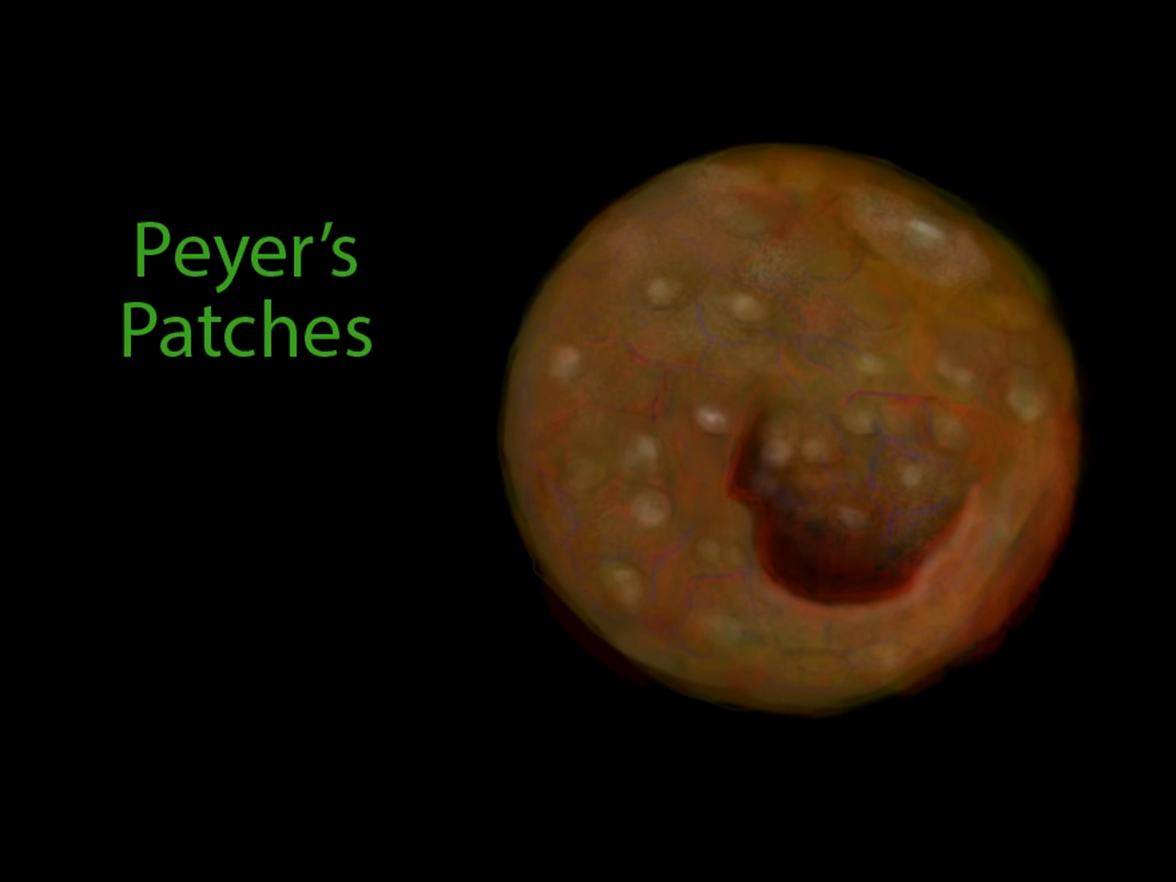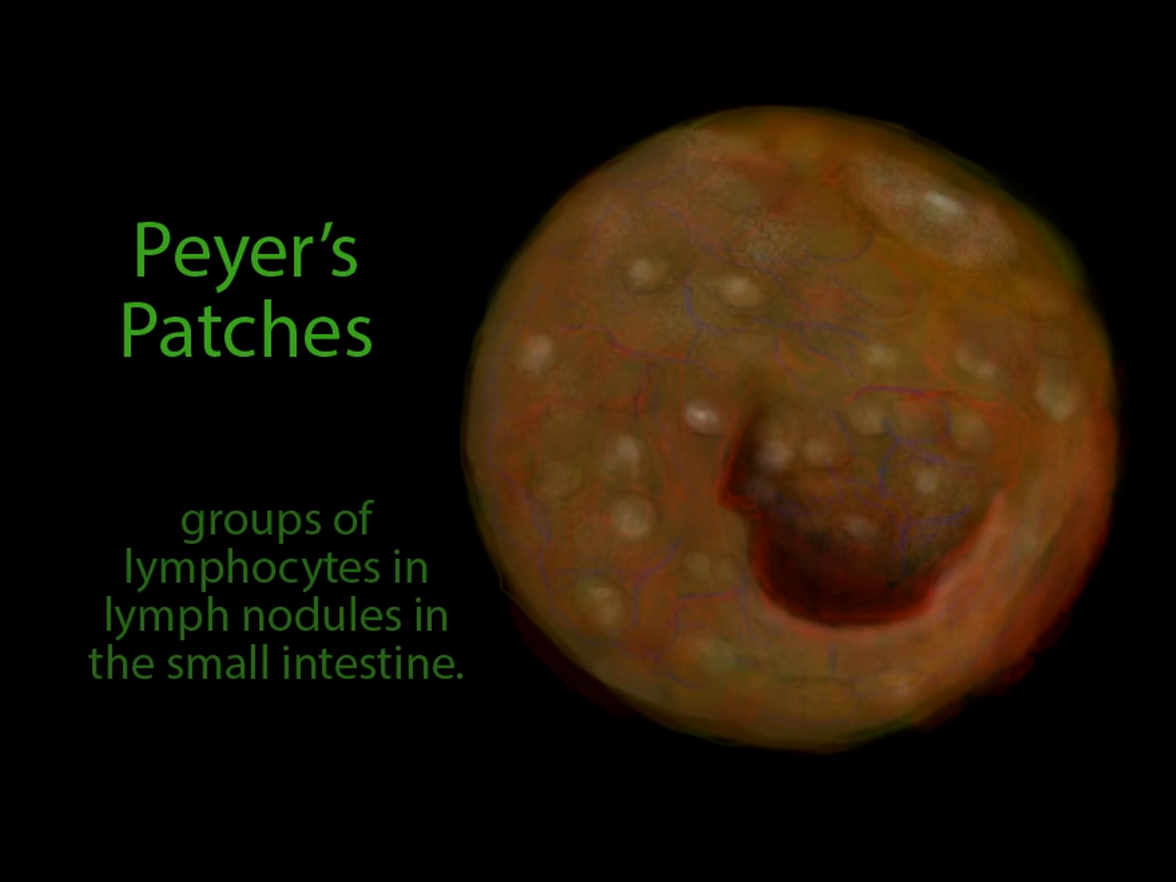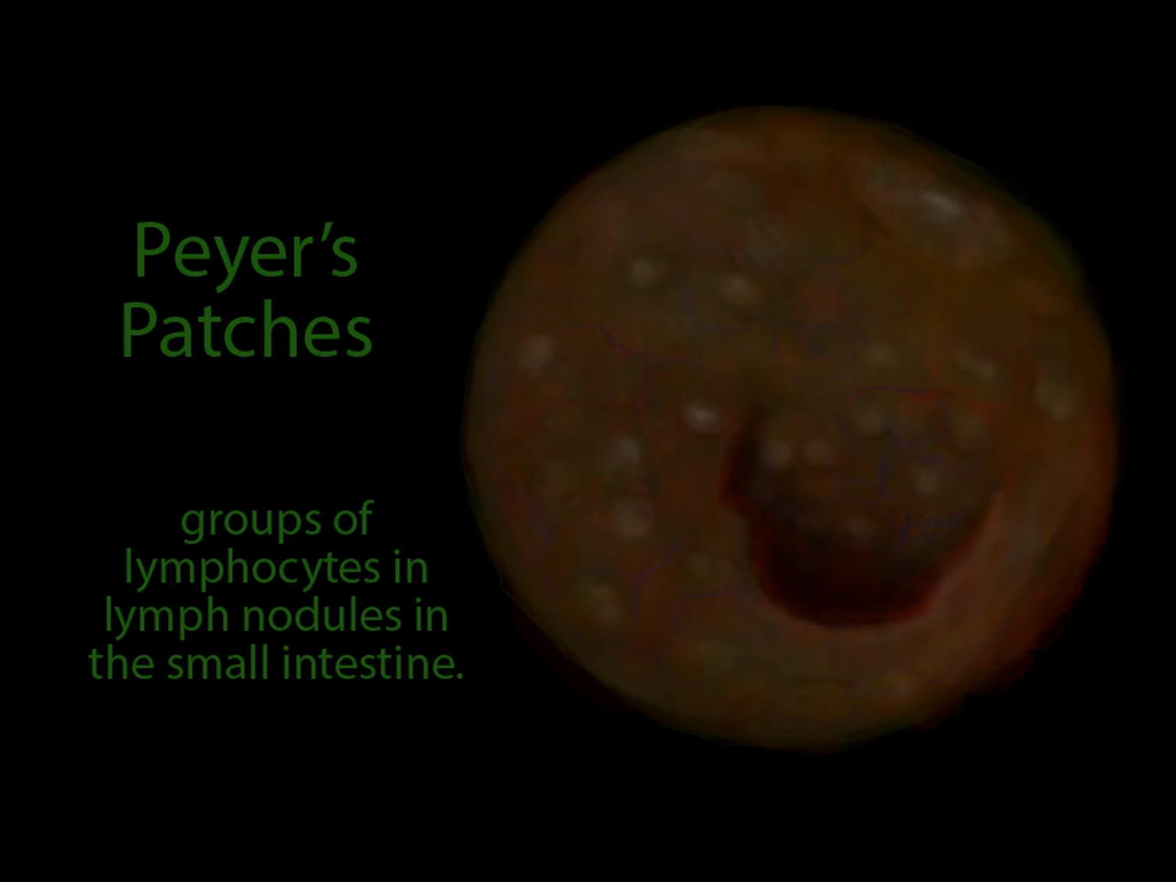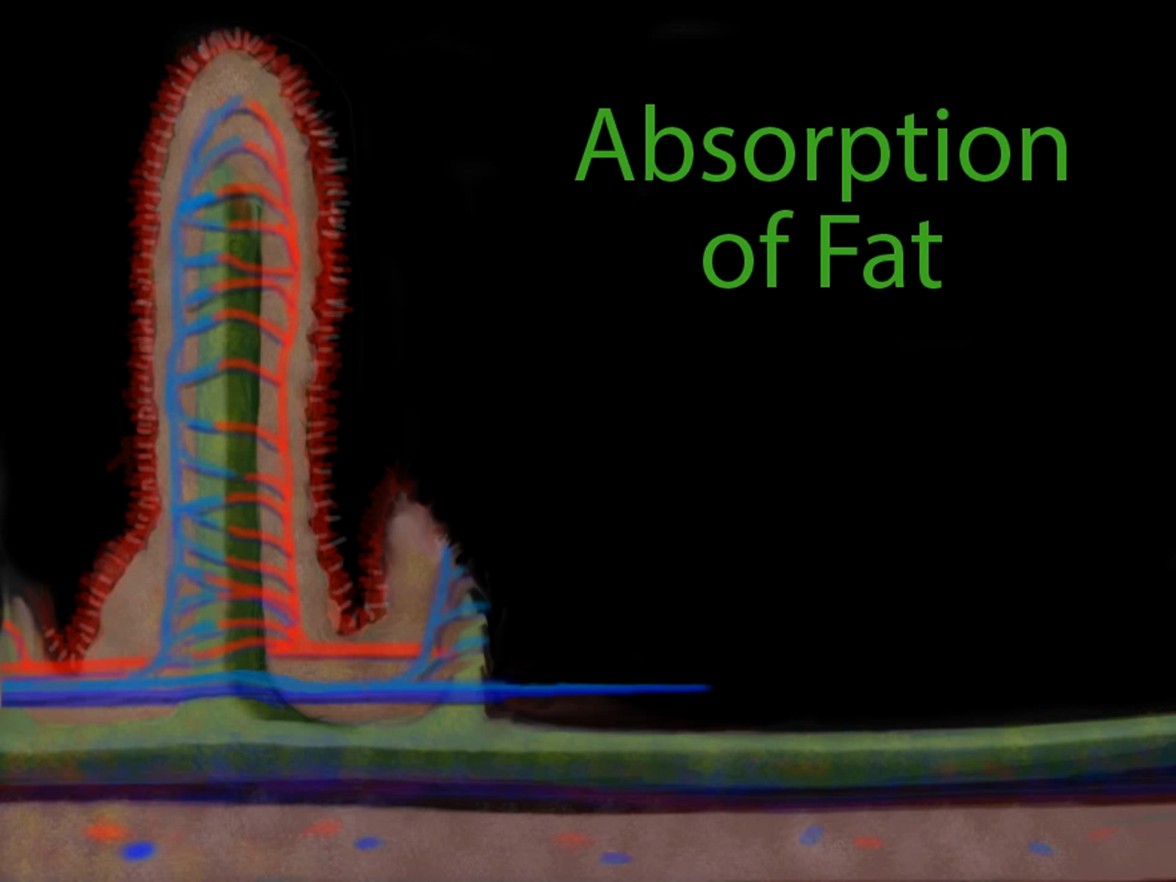Peyer's patches are very similar to tonsils. They are groups of lymphocytes and lymph nodules that are in the small intestines. Typically, they're found in the last third of the small intestine. Once again, they're strategically located to deal with foreign invaders. The lymphatic system's second function takes place here in the small intestine as well, the absorption of fats.